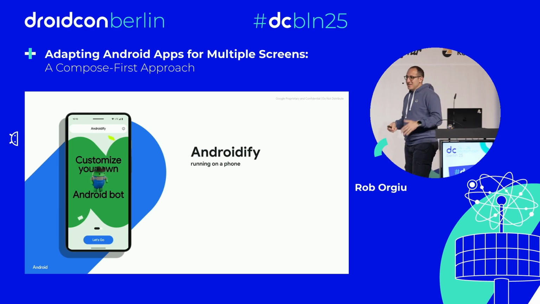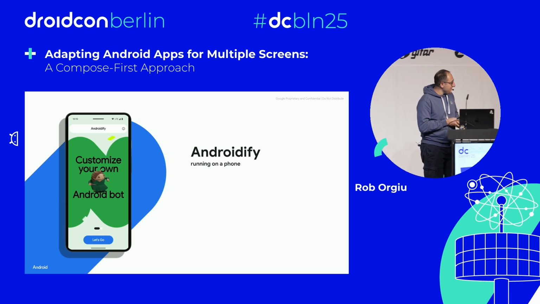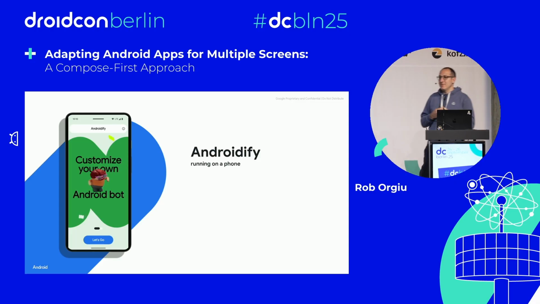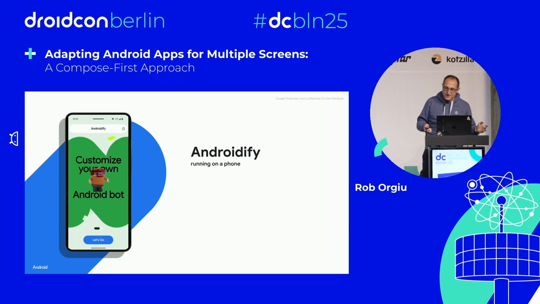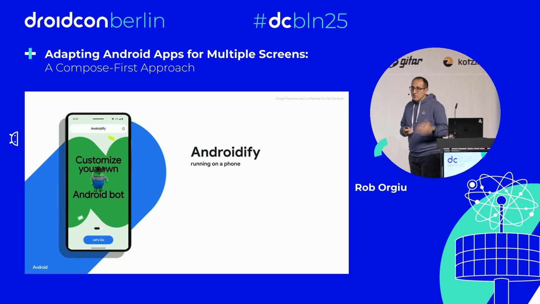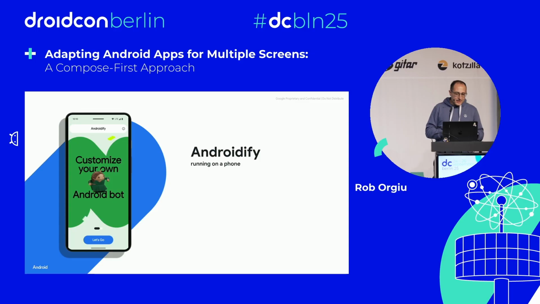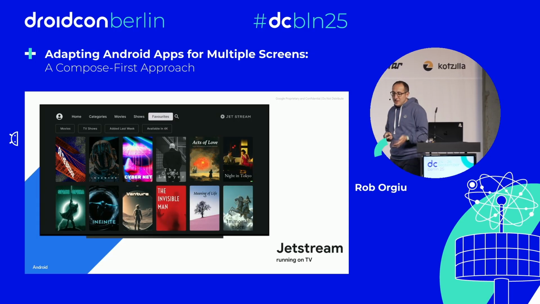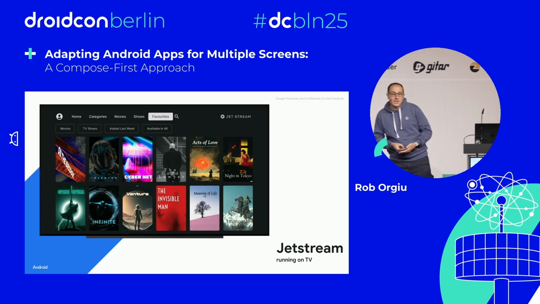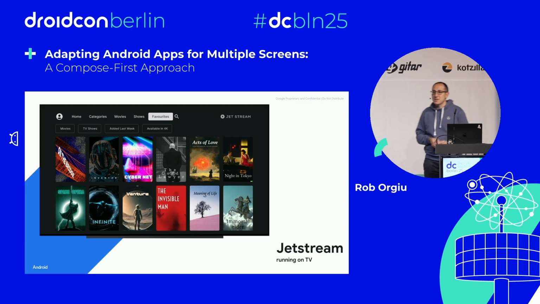Okay, so first, I'm pretty sure that everyone is familiar with Androidify. So building an app that runs flawlessly on phones is fairly easy nowadays, especially with Jetpack Compose and all the new tools that we have. But let's check also the other end of the spectrum with TV apps. With the recent introduction of Compose for TV, also creating apps for TV is fairly simple.